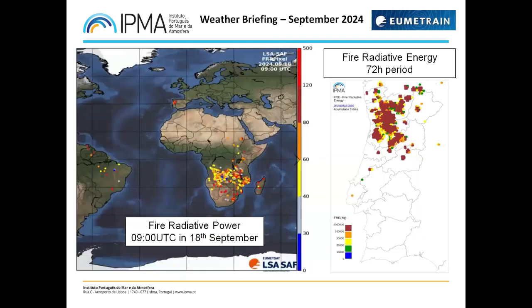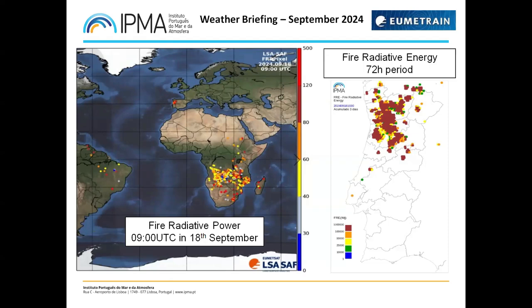Here we can see the ongoing fires on the 18th at 9 UTC detected through the Meteosat geostationary satellite on the left. We got a bigger picture with fires mainly active in the south of Africa, also Brazil, Portugal, and as you can see on the right side map, mostly in north and center of Portugal, but also in southern Galicia and Zamora in Spain.